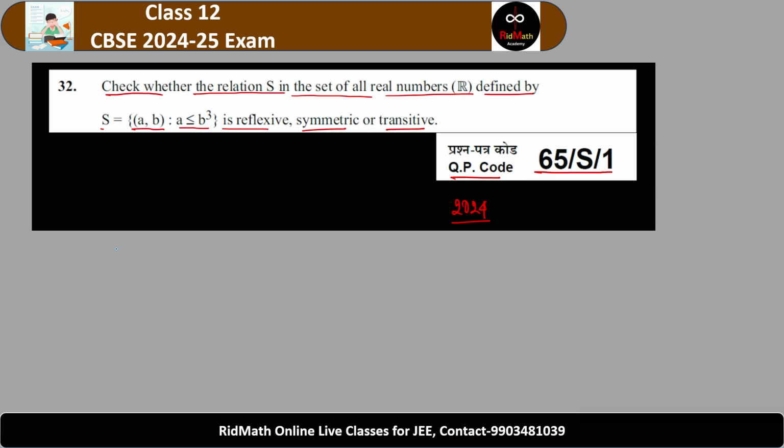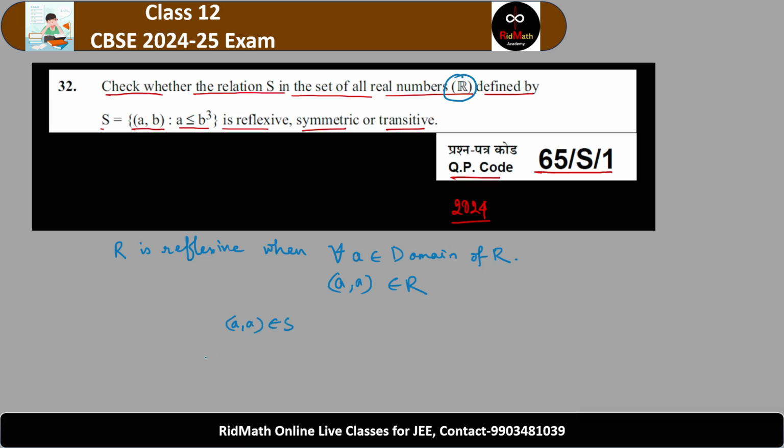So recall that a relation R is reflexive when for all a belongs to the domain of R, the pair (a, a) belongs to R. So we have to check that for all real numbers, does (a, a) belong to S.